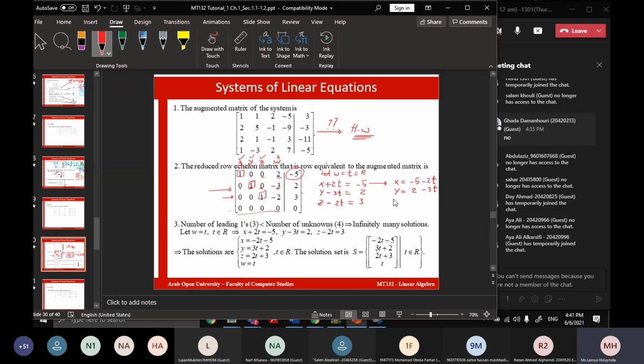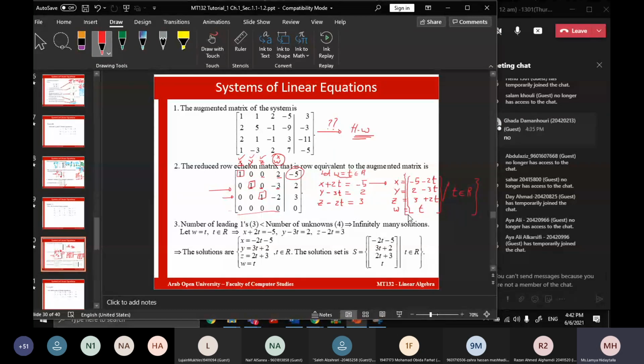Okay, what about the z? Z is equal to 3 plus 2t, and I have to write the w, don't forget it. What about the value of the w? W is equal to t. We assume it from the beginning. Correct? So this is a vector of solution such that t is any real number. So all this set is a solution, a set of vectors.